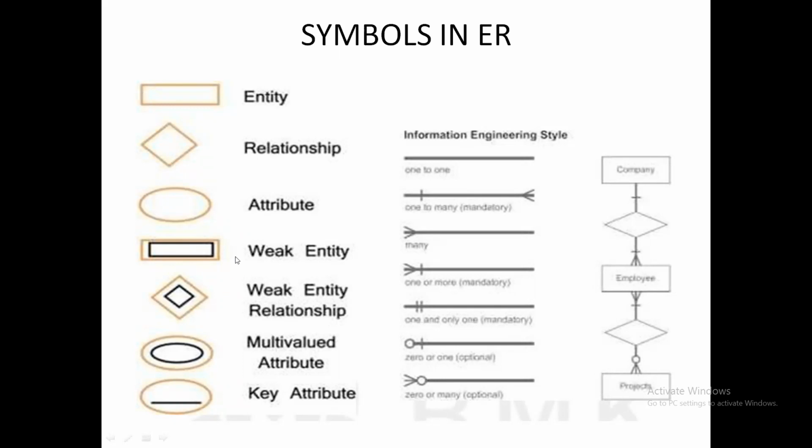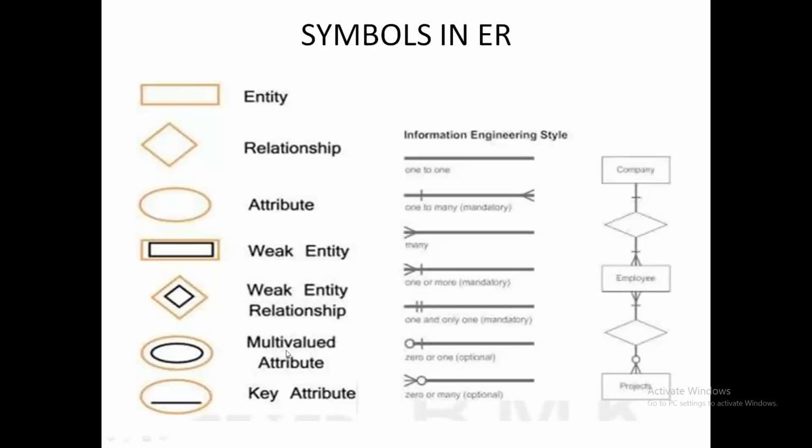Then the weak entity. A weak entity means it is not going to have any primary data, or it will not have any characteristics of its own without a parent entity. It will be associated with the parent entity, but without the parent, it is not going to have any meaning. So that is your weak entity. And the weak entity relationship, to represent the relationship of the weak entity, we will be using the double diamond symbol.